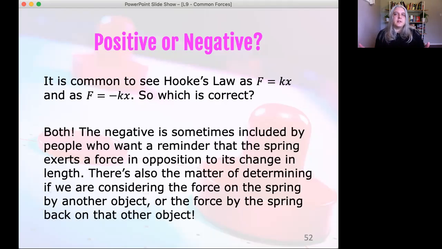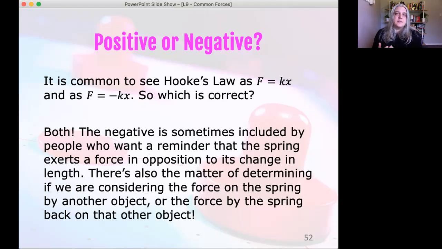If you stretch a spring, it's going to try and make itself back to its original length, which means it's trying to get shorter, which is in opposition to the way you pulled it to start with. And if you squash a spring, it's going to try and get longer, which is in opposition to that change in length again. So that negative is sometimes included as a reminder of that, but personally I feel like that's a bit unnecessary for anyone that even knows at a basic level what a spring is.